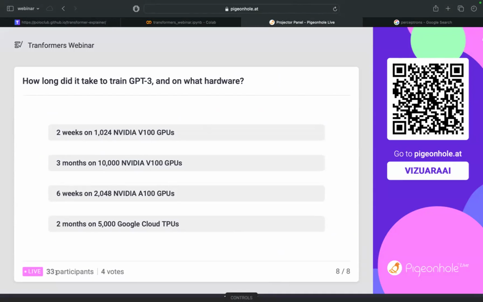I think, okay, there are 33 participants. You can take a good guess. I hope you're not Googling this. It's all right if you get this wrong. You can just try to get a good guess. Okay, there are 23 votes so far.